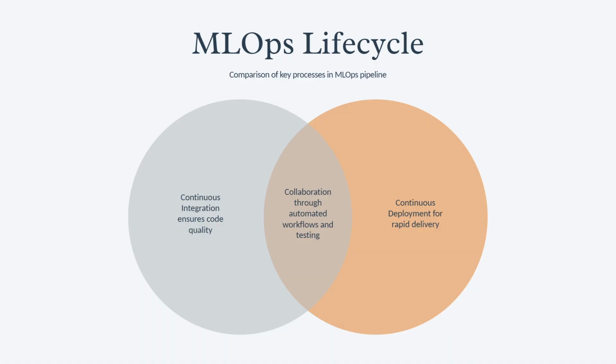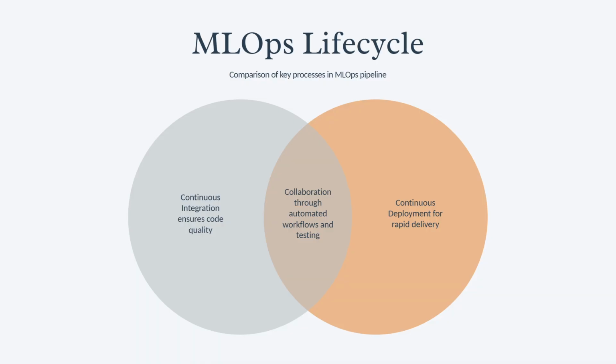First, we have continuous integration where your data, code, and models come together. Every change is tested automatically, ensuring everything still works as expected. Then comes continuous deployment, where we push models seamlessly into production using pipelines. Think of it as a conveyor belt that moves your model from lab to real users safely.